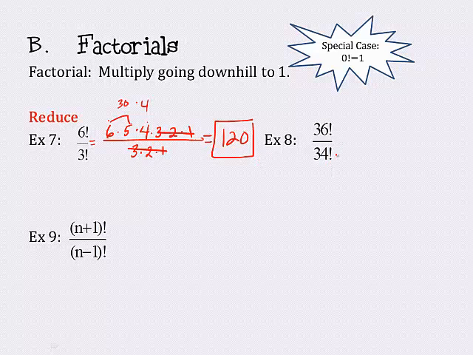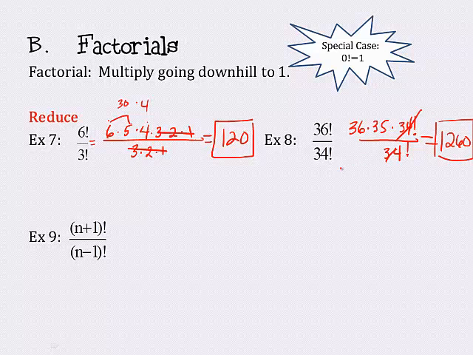Look at number 8. If you had to really multiply all that out, that would be crazy talk. But you don't. It's 36 times 35 times 34, and I could keep going, right? But that's just 36 factorial over 34 factorial. Well, those two can cancel out, and now you pick up your calculator and you figure out what is 36 times 35. And you get 1260. Okay? So make these factorials work for you.